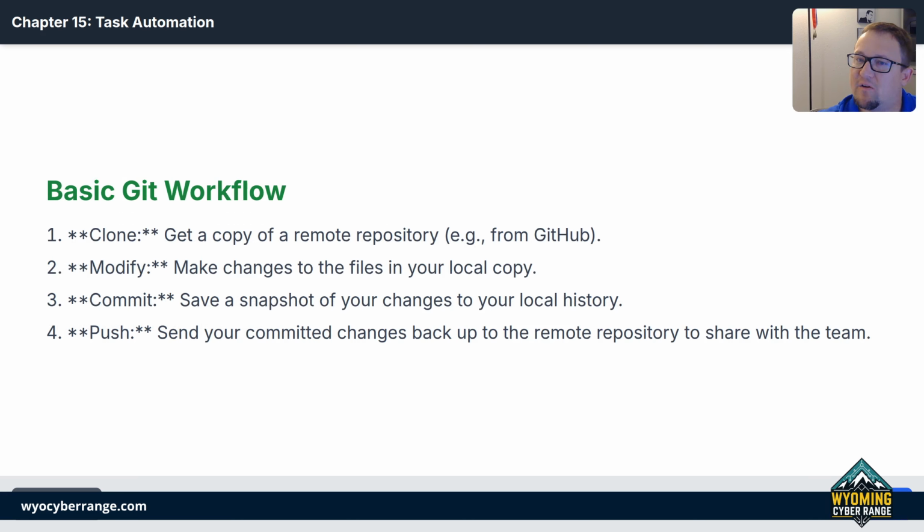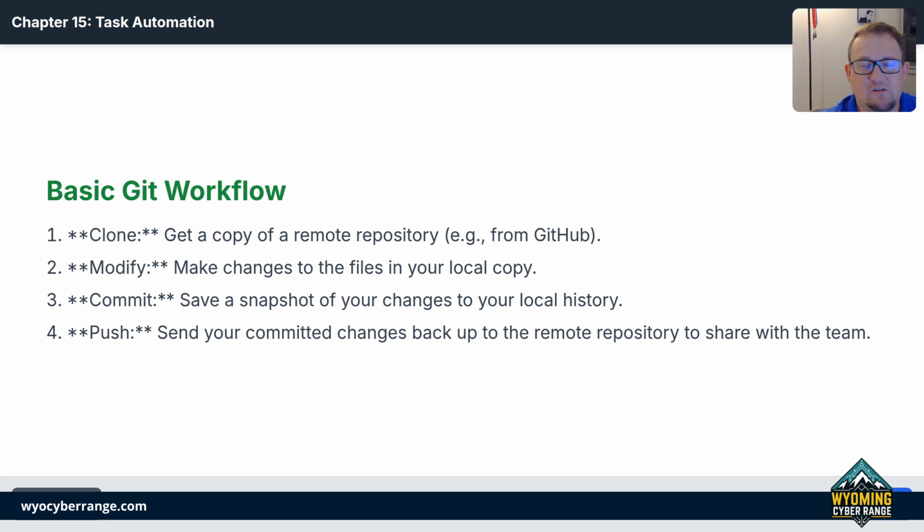The basic workflow for Git usually follows these 4 steps. First, you're going to clone a project, which means you'll download a full copy of a central repository from a service like GitHub. Second, you're going to modify the files on your local machine. So this is where you're going to write your code, fix bugs, do all your changes.